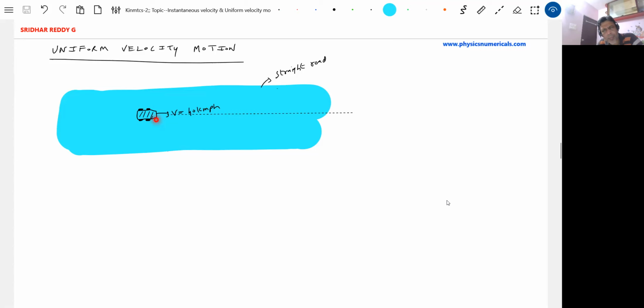Okay, the bike also. 40 kilometers per hour, and the bike is moving along a straight line. It will not change the direction. The straight road is there. So constantly it will continue to move at 40 kilometers per hour. Then I can say the bike is describing uniform velocity motion. So in uniform velocity motion, what actually happens? The body covers equal displacements in equal intervals of time.